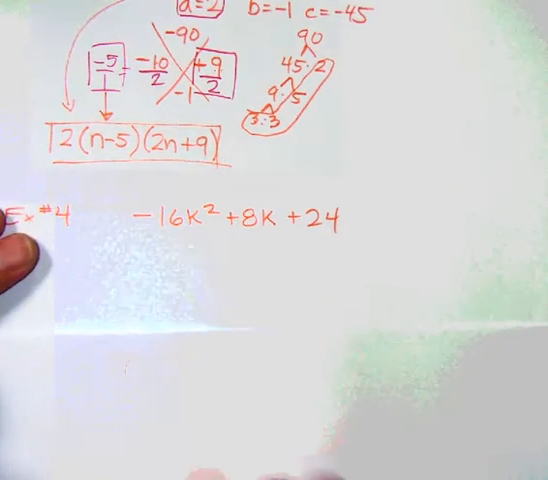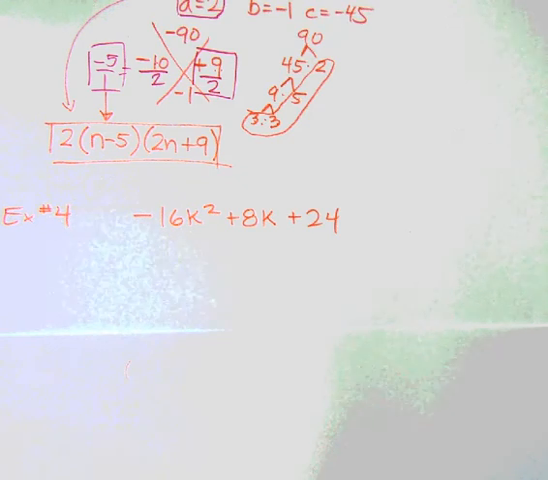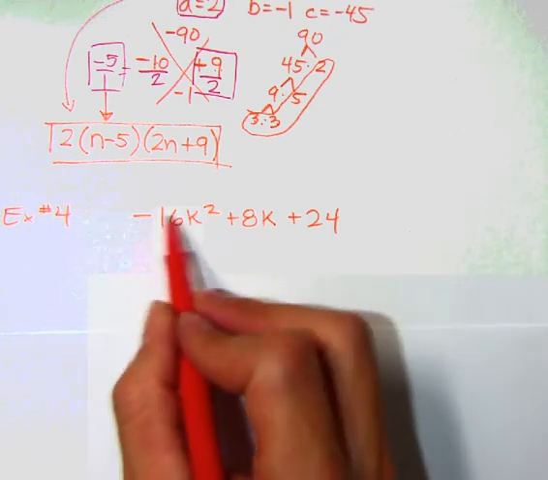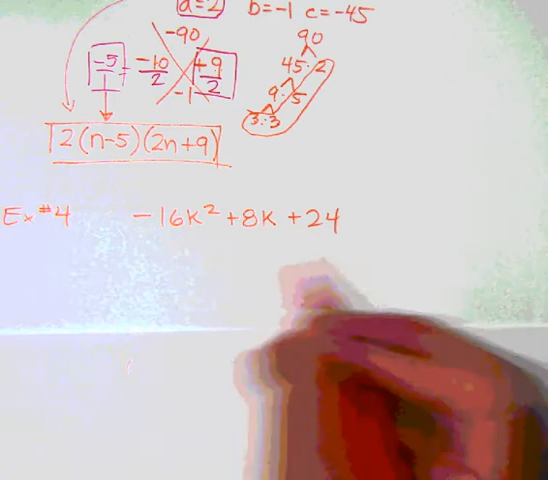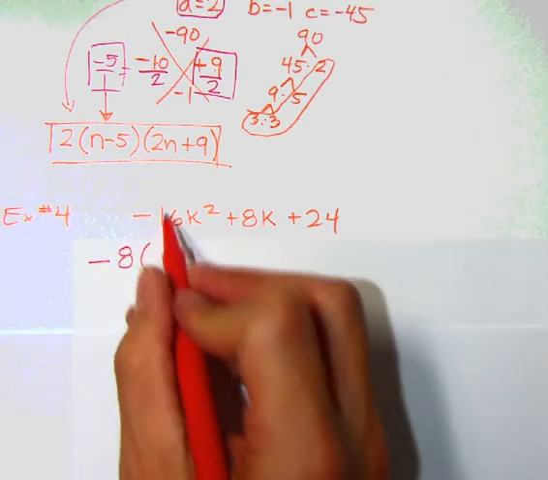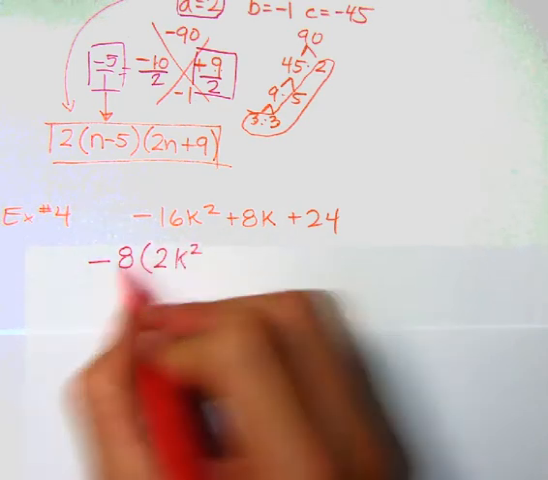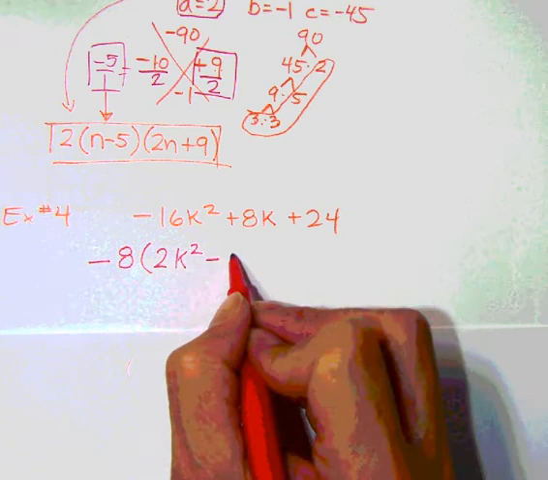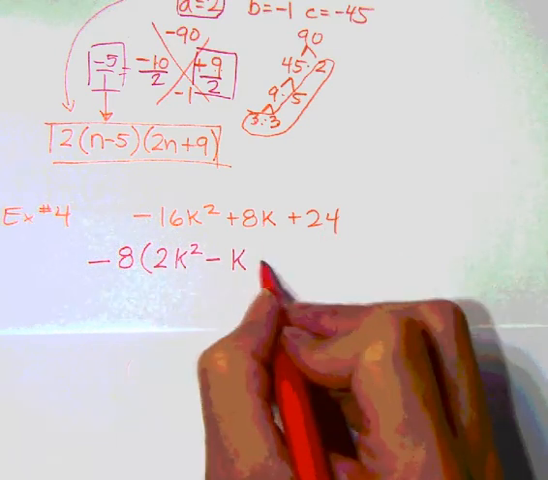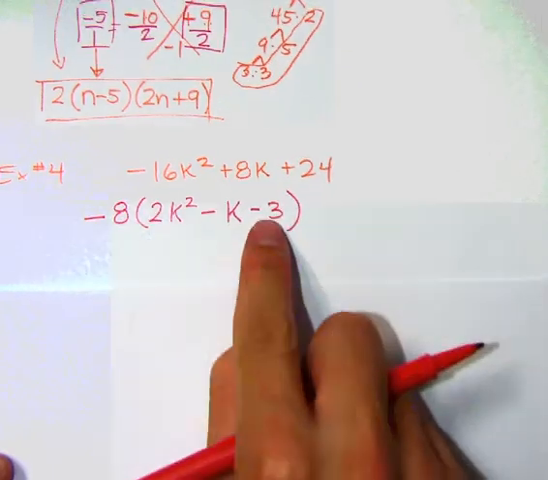So I start with a negative. Automatically, I'm taking out a negative. But is there anything more than just a negative 1 that I can pull out? Well, 16, 8, and 24 all have an 8 in common. So I'm going to divide out negative 8, and that's going to leave me with 2k squared. Divide out a negative 8, I get negative 1k. Divide out a negative 8, I get negative 3. Now all of a sudden this trinomial is much easier to deal with.